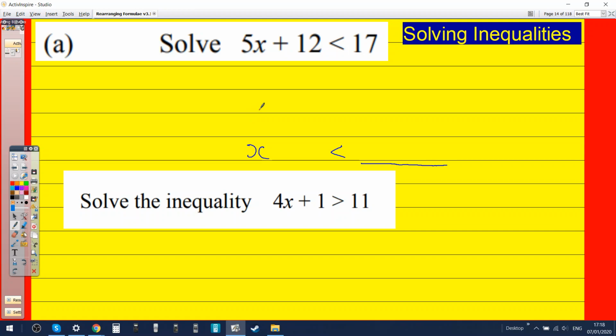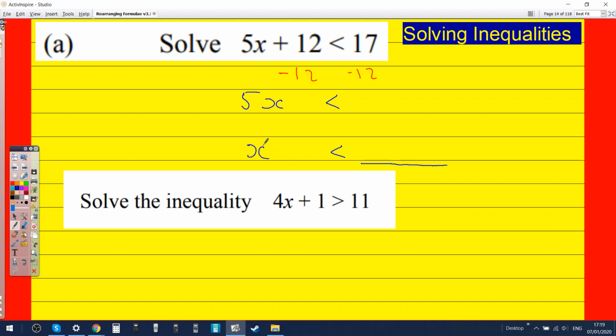You would start by subtracting 12 from both sides. It's just like if it's an equal sign. Okay. And so when you subtract 12 from both sides, on the left side you have 5x. What do you have on the right side? Is it just 12? It's 17 take away 12, sorry. And then that is 5. Yeah.